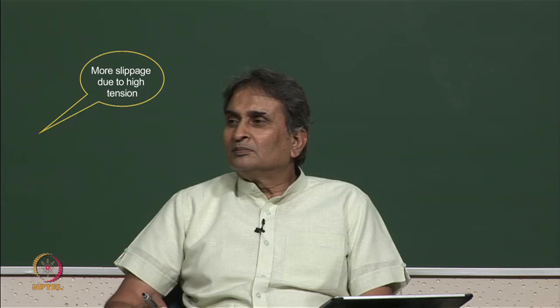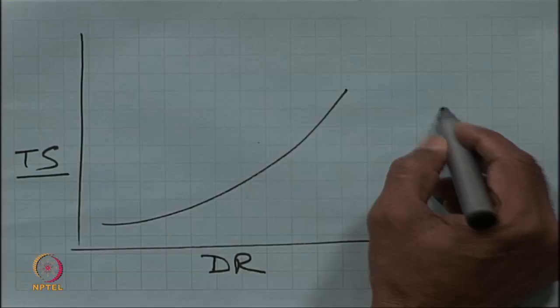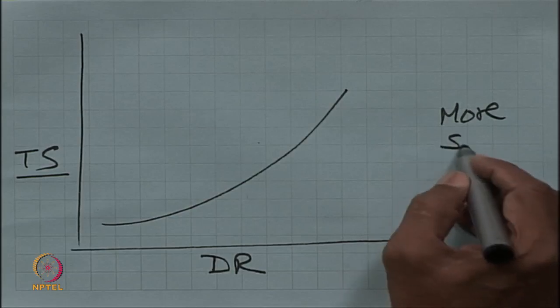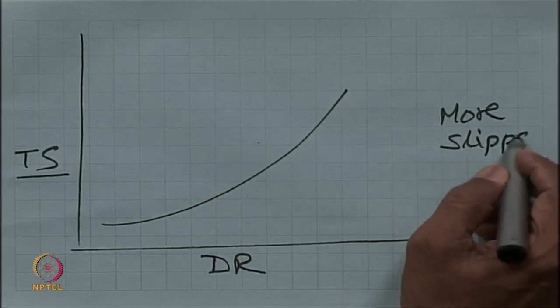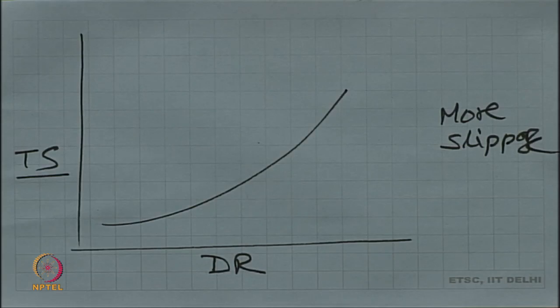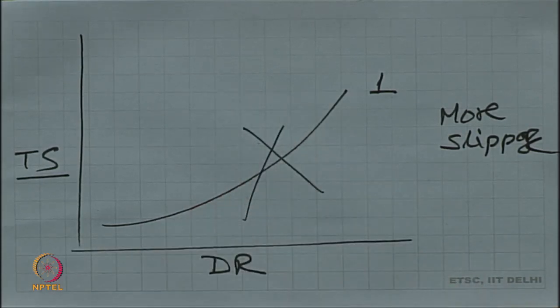Anyone? More slippage due to tension. More slippage. Anyone else has any other curve and an argument for that? No curve, no argument? So, you are accepting? So, this is not right. Doesn't happen.